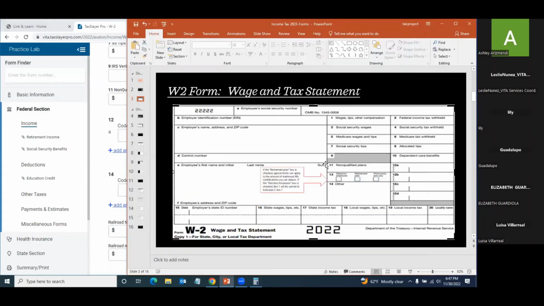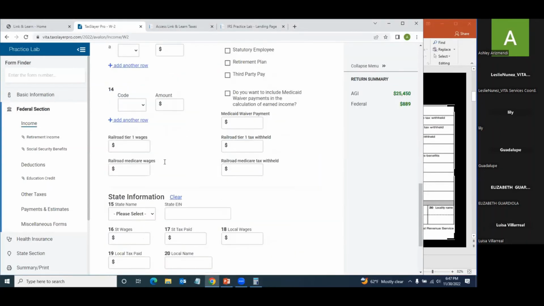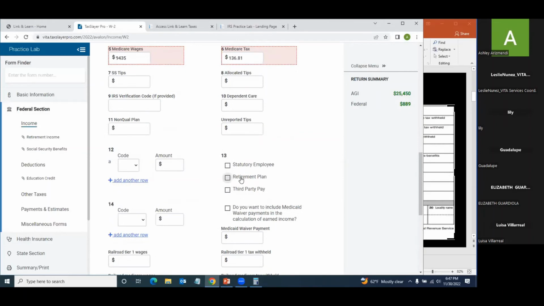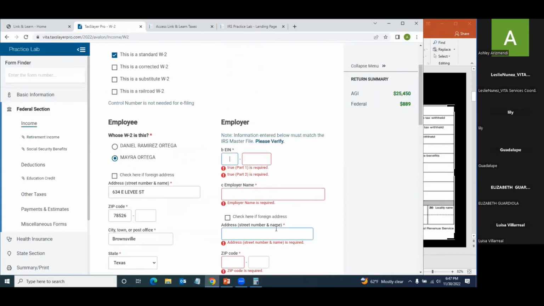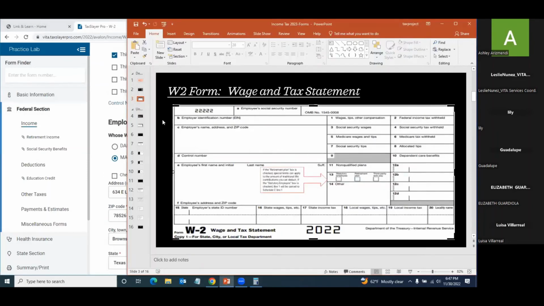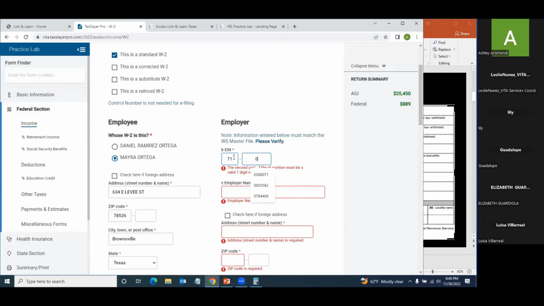And then we go all the way down. Yesterday I was talking about if they had retirement income. And since the spouse is the one with the retirement income, we wouldn't click nothing here, and we wouldn't populate nothing here. So then we're gonna push continue. Oh wait, sorry about that. We have to still enter the EIN number, the employer number. So for this purpose, we're gonna use 71-038-8071.